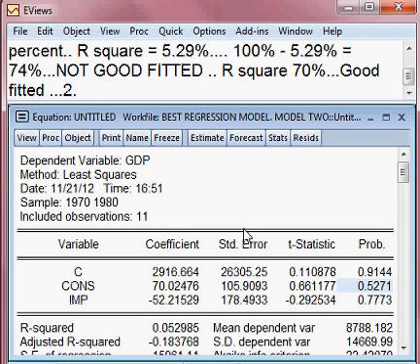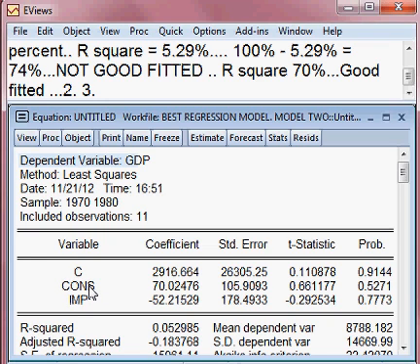And the third criteria is that all the independent variables should be jointly significant to explain the dependent variable, which is GDP. That means consumption and import should be jointly significant to explain GDP. So that is the third criteria to be a good regression model. And here we shall do the F statistics.